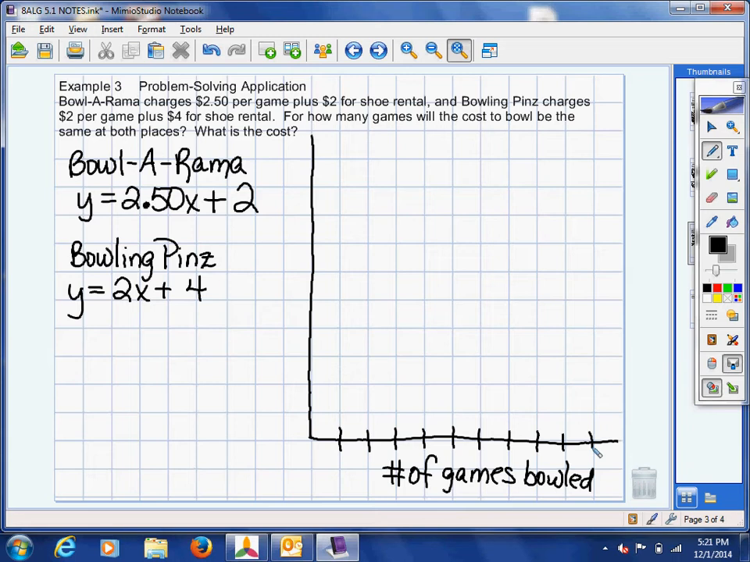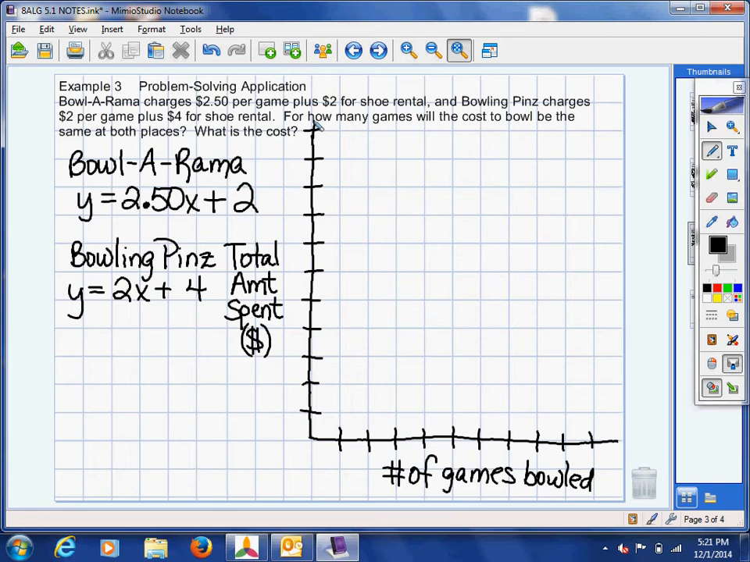Now your y-axis is going to be the total amount spent, okay? This is how much money it's going to cost you to bowl X number of games. Now I recommend that we go by ones, and I'll show you how to handle that $2.50. If you'll be patient with me, I'll be happy to show that to you. So again, we'll go by ones on both the x-axis and the y-axis.